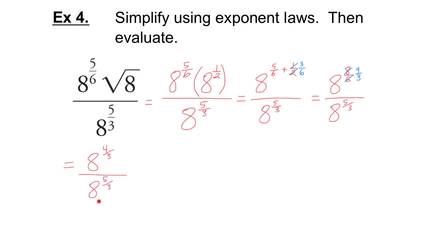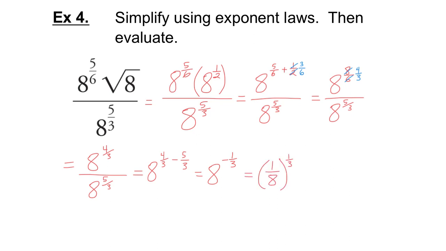So I'll just rewrite it down here a little bit neater. 8 to the 4/3 divided by 8 to the 5/3. So because I'm dividing powers with the same base, I'm going to subtract my exponents. 4/3 minus 5/3. Now those already have a common denominator, so I can just put them together. 4/3 minus 5/3 is -1/3. So I've reduced this entire expression down to a single power, but I have a negative exponent. So I'm going to fix that up.